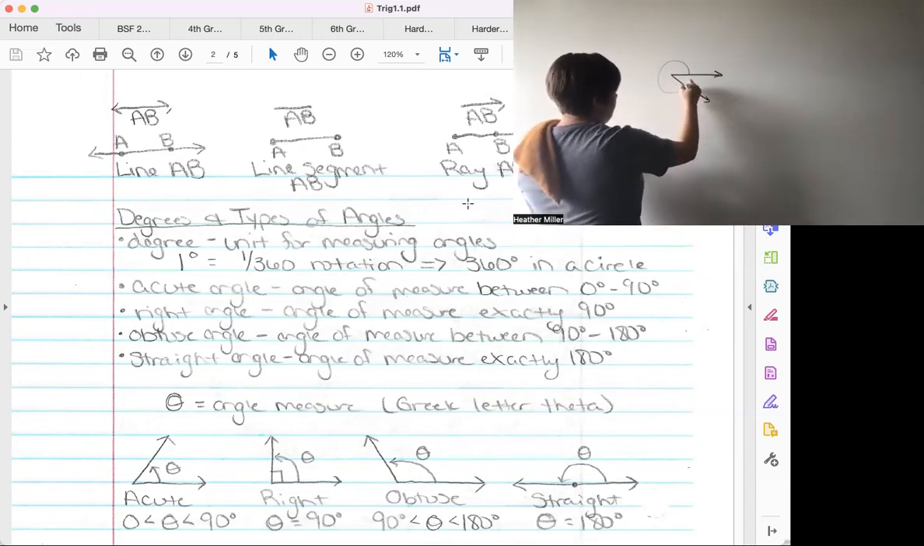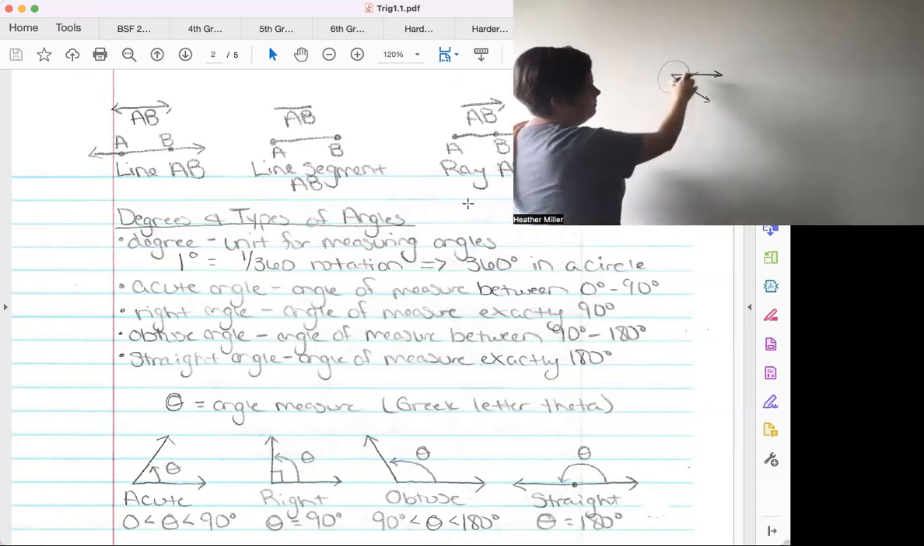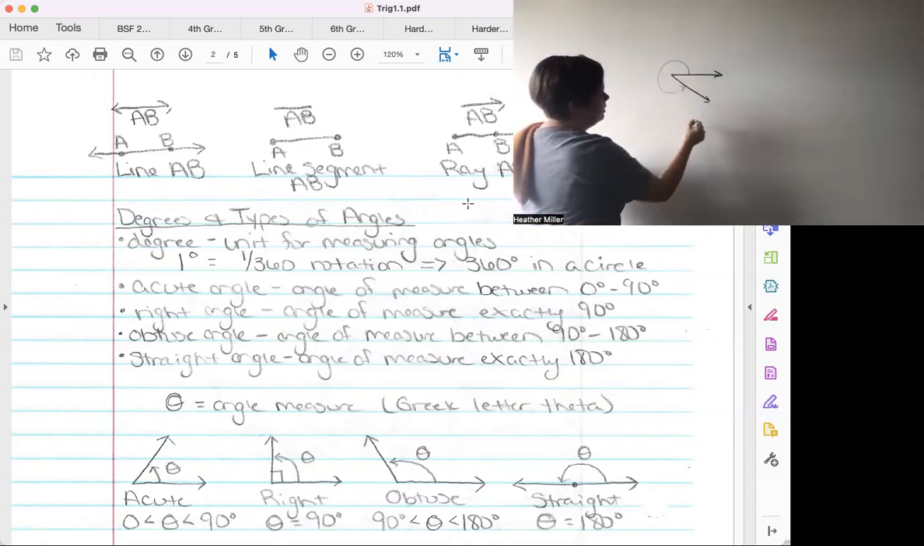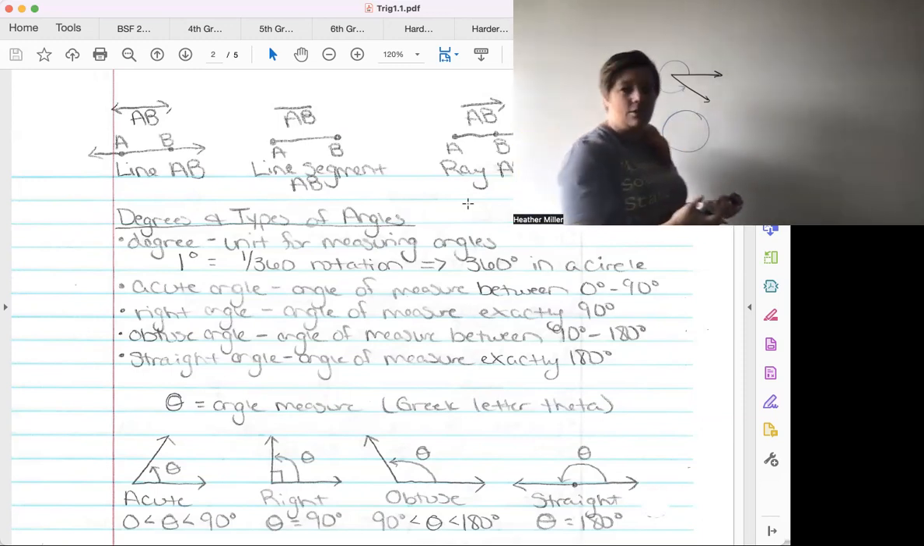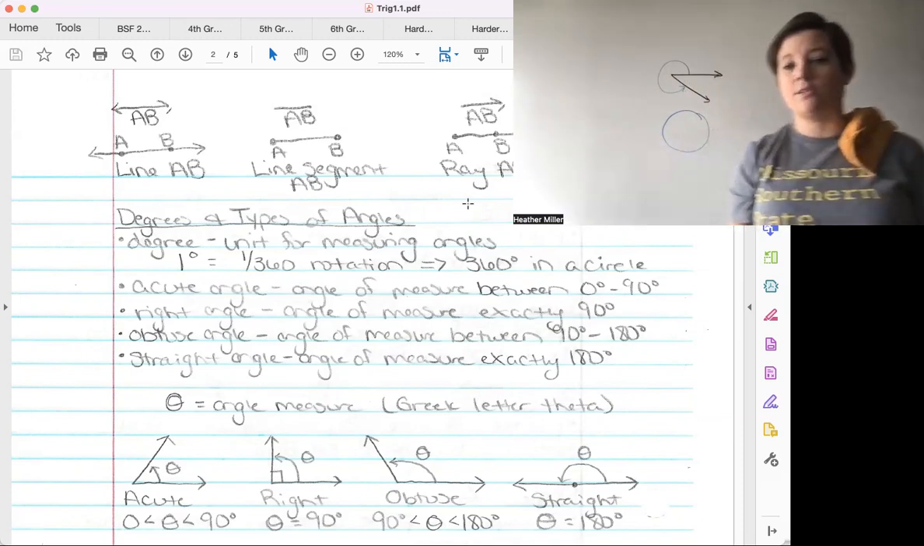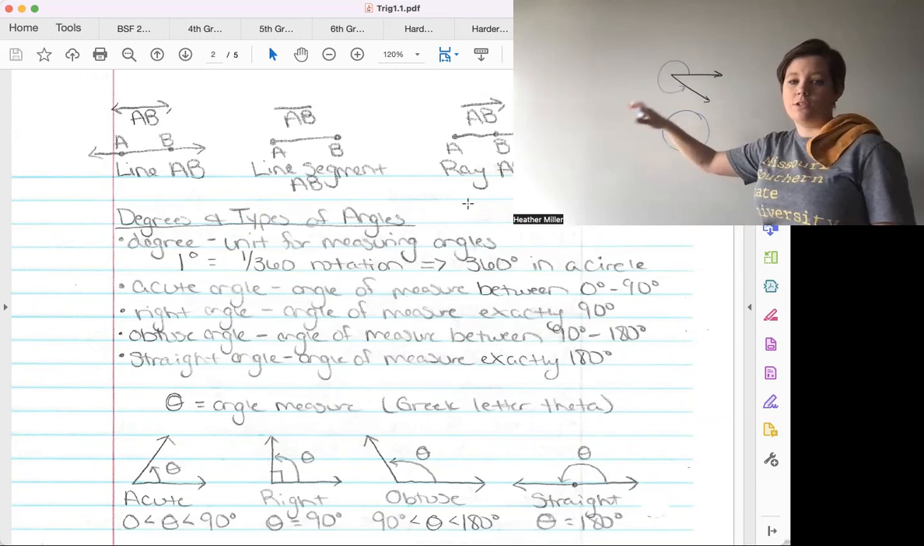Notice how my angle was almost a complete circle. Do you see that? It almost made a complete circle. If I do make a complete circle with my angle, then I actually have an angle that is 360 degrees, or is a circle. A circle contains 360 degrees.